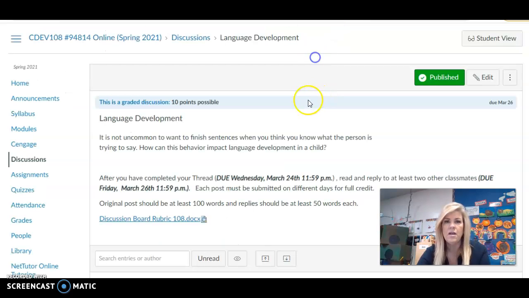So let's go ahead and look at the discussion this week. This is a real good one. This is very important to know because as a young adult, this is something that I did quite often. So I want to make sure that you know the actual impact that this can have on children. So the discussion this week is: it is not uncommon to want to finish sentences when you think you know what the person is trying to say. How can this behavior impact language development in a child? Again, this is very, very important. So I'm hoping and I know you will get a lot out of this particular discussion. So again, the original thread of you answering is due by Wednesday and 2 peer posts by Friday, all on separate days.